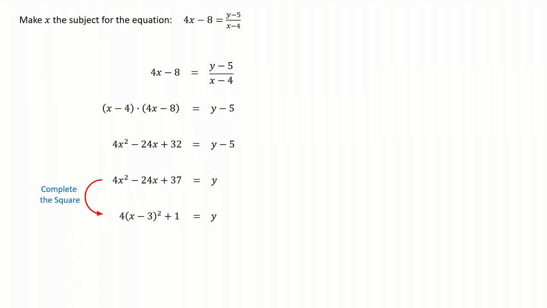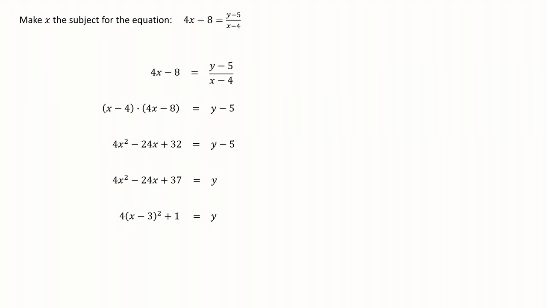But if not, we will be covering the details of it in another video. Do watch it if you want to master using complete the square to solve any quadratic equation. Now back to the problem at hand. After completing the square, this is what we get.